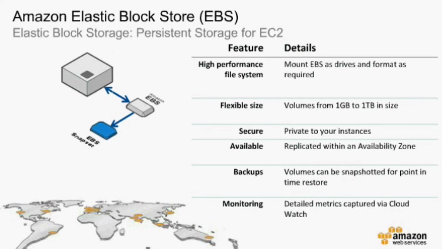EBS is also designed for very high performance. It allows you to attach not just one remote volume, but potentially multiple volumes, in order to store multiples of up to 1 terabyte of disk space. So EBS volumes can be up to 1 terabyte, and you can attach several of them to EC2 instances for greater than 10 terabytes of aggregate storage.